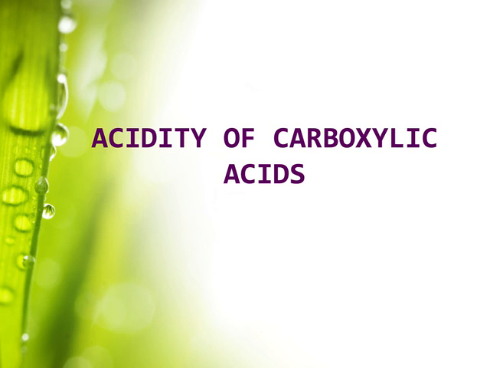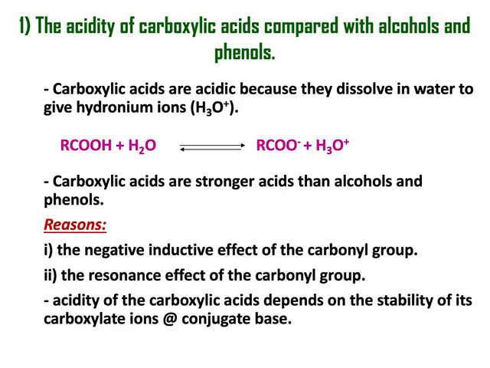So next is acidity of carboxylic acid. There are several conditions for the acidity of carboxylic acid. First, we want to compare with alcohol and phenol. Carboxylic acid is slightly more acidic because of this functional group. They can dissolve in water to give hydronium ion. So this carboxylic acid can dissolve in water to dissociate into RCOO minus and H3O plus.